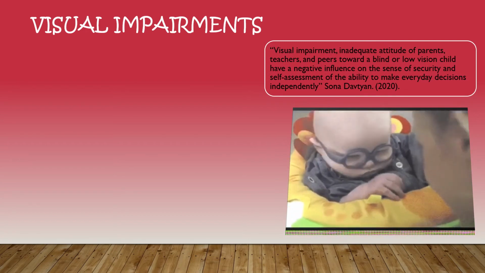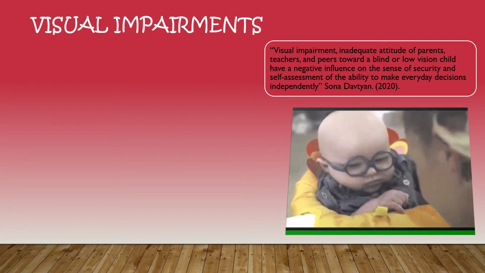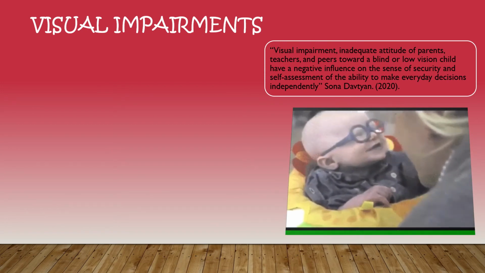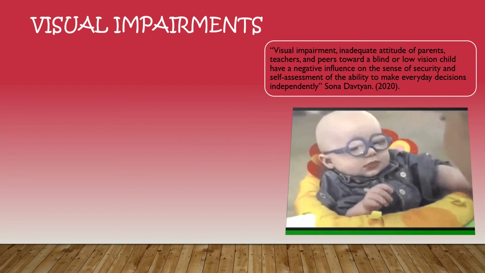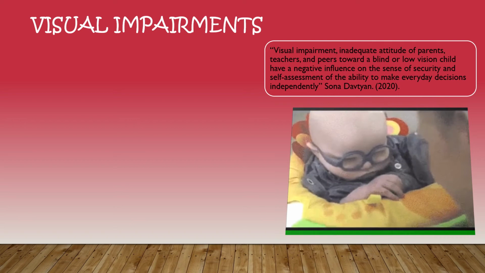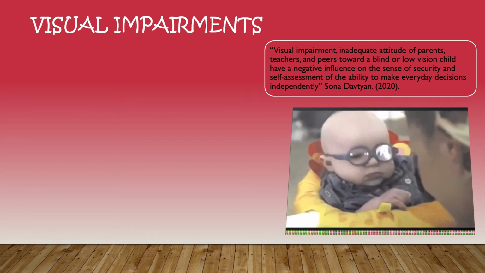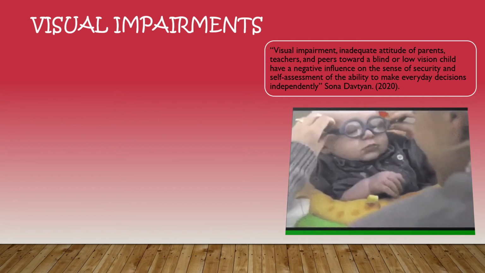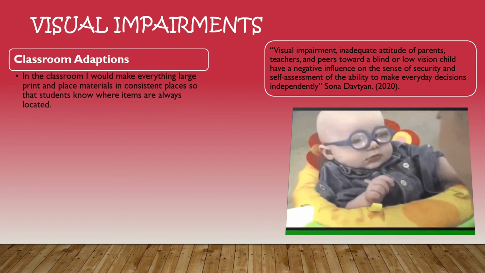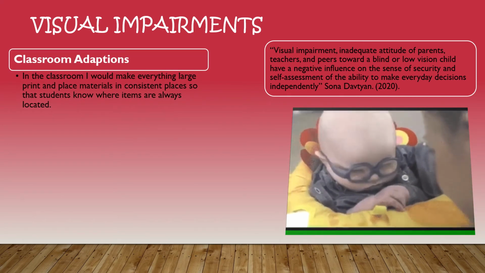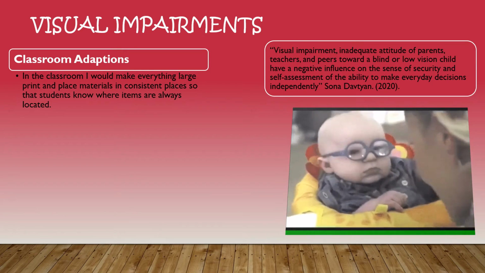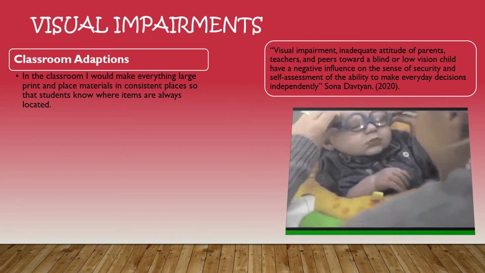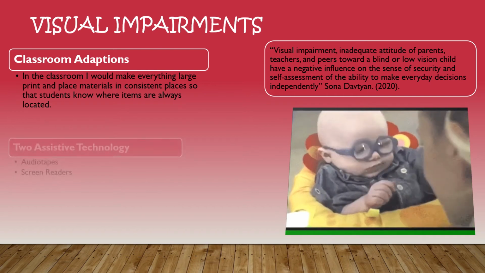The first disability that I will discuss is visual impairments. Visual impairment, inadequate attitudes of parents, teachers, and peers towards a blind or low vision child have a negative influence on the sense of security and self-assessment of the ability to make everyday decisions independently. That is a peer-reviewed article from Sonia Davidson, 2020. Classroom adaptations I would make would be ensuring that everything is large print, and I will always place materials in consistent places so that the students can know exactly where to go for specific items.